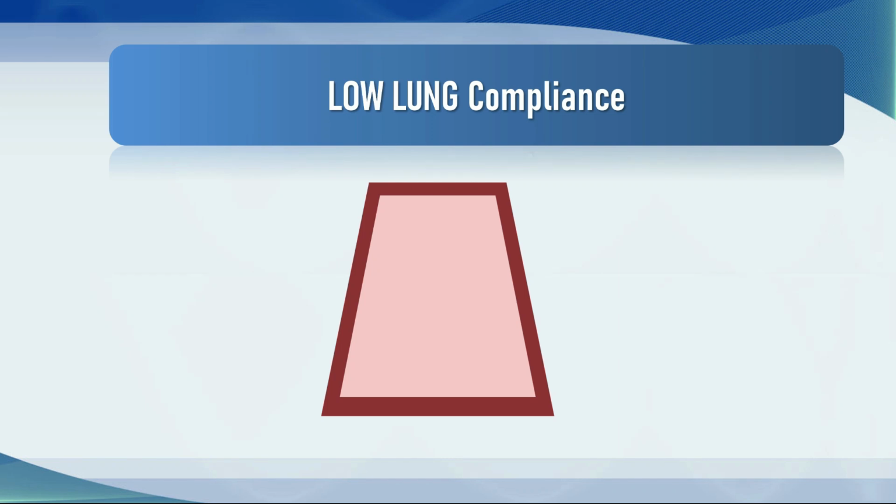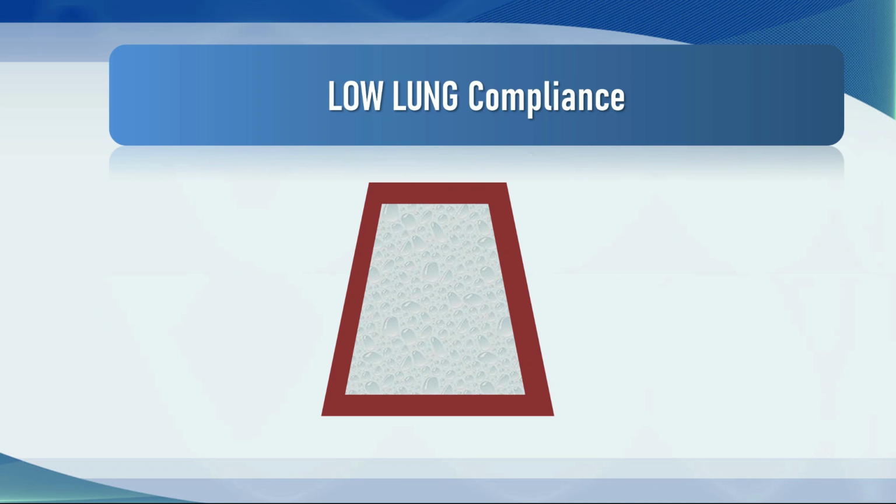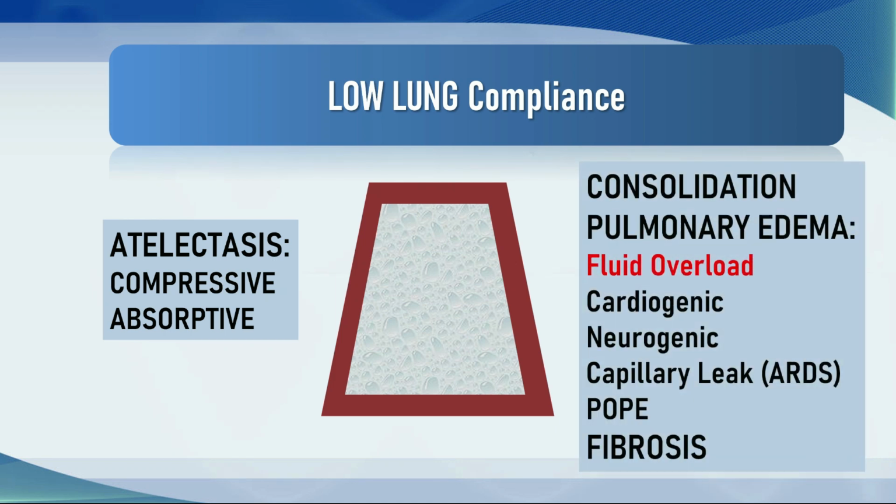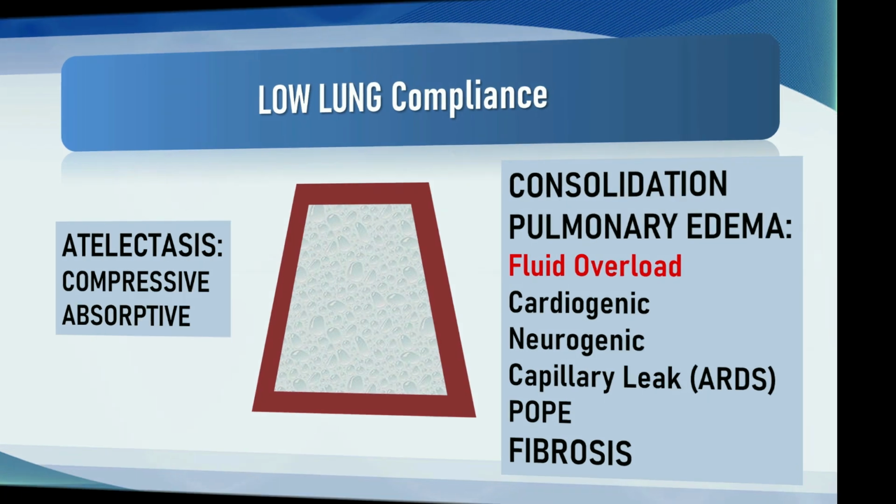Now this is either caused by widespread collapse of lung tissue or atelectasis that may be either compressive or absorptive or both, or the filling of lung tissue with inflammatory exudate, which is consolidation, or fluid such as pulmonary edema. Pulmonary edema may be cardiogenic, neurogenic due to sepsis or capillary leak when it's known as ARDS, or due to airway obstruction such as post-obstructive pulmonary edema. Lungs may be chronically non-compliant where there is pulmonary fibrosis.